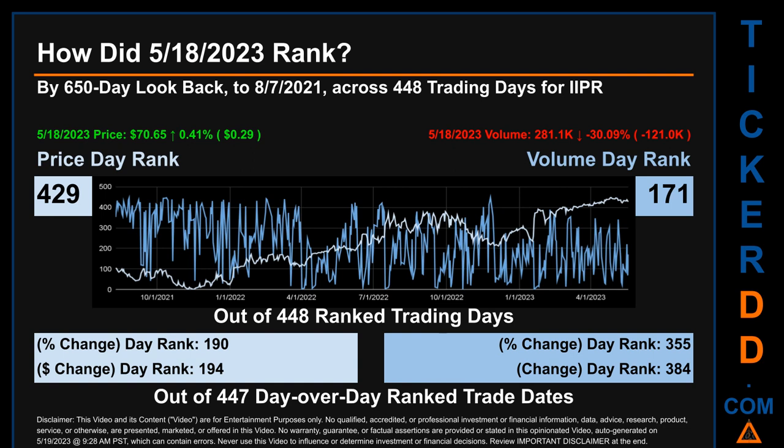The price's day-over-day percentage change, jumping 0.41% on May 18, 2023, had a day rank of 190 while its dollar difference of 29 cents had a rank of 194 when compared day over day across 447 trading days. Volume's percentage change and difference were ranked respectively at 355 and 384.